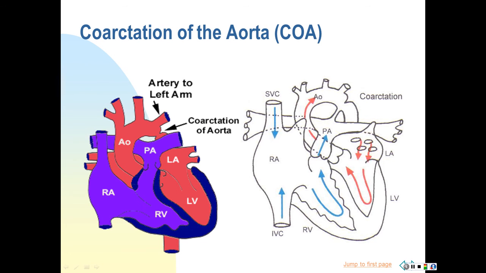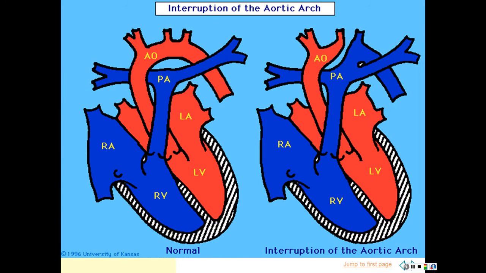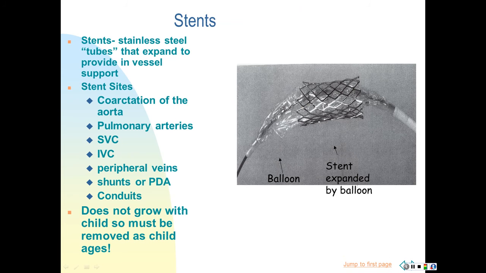Another defect along the same lines as the coarctation of the aorta is the interruption of the aortic arch. Over here on the left is a normal aortic arch, and over here on the right is literally the aortic arch just kind of stops, and it doesn't go out to the body where it should. As you can see, it does here over on the normal side on the left side.